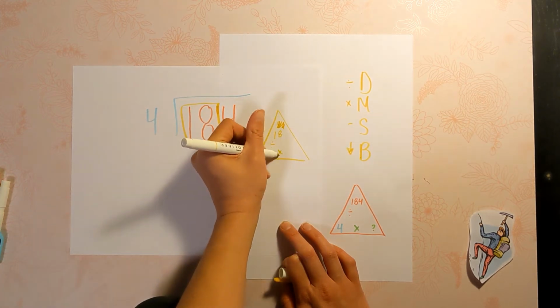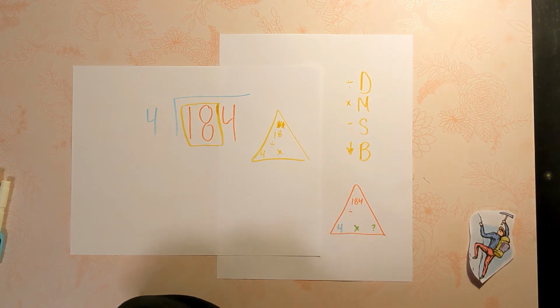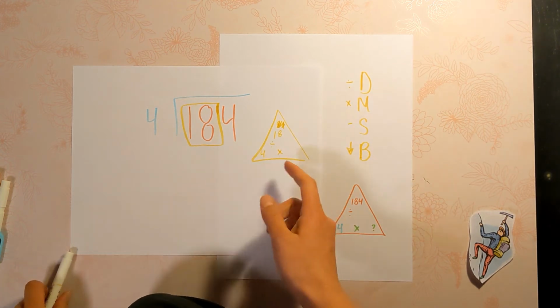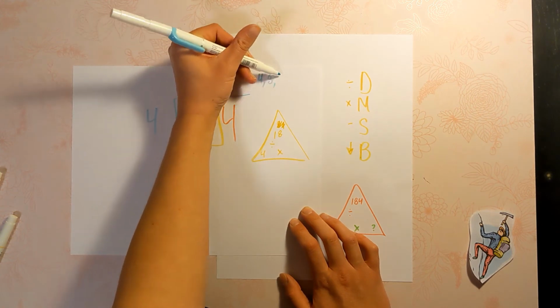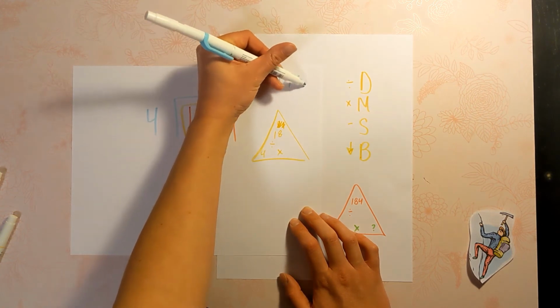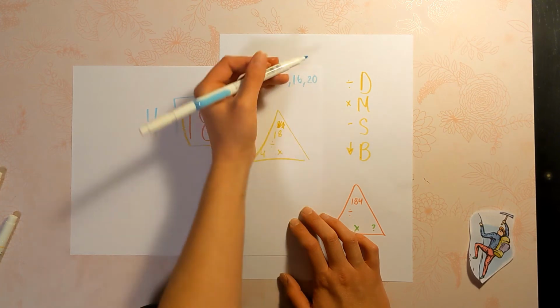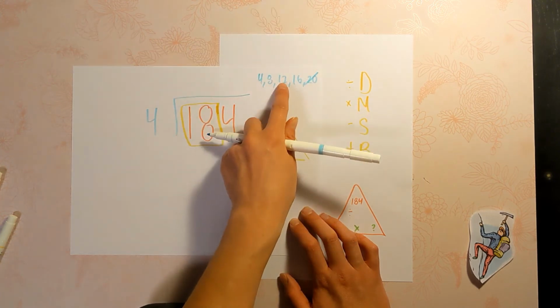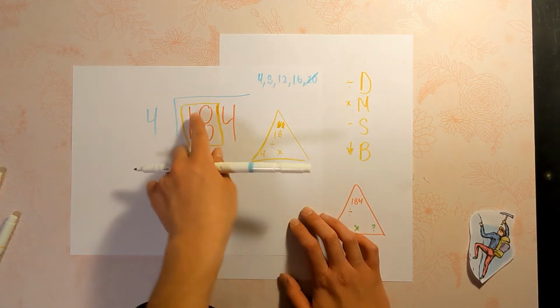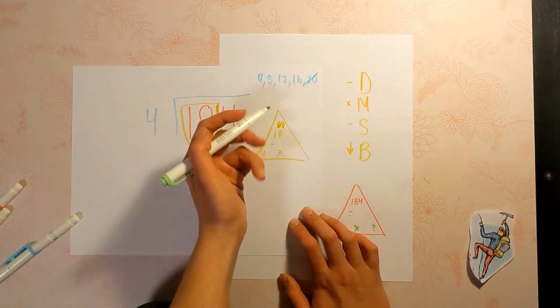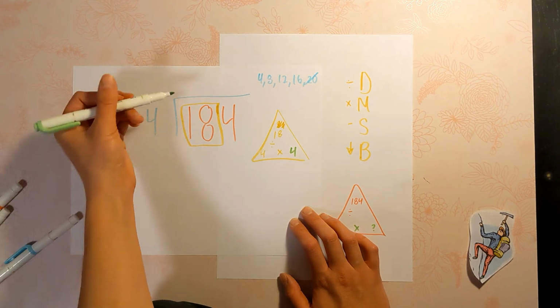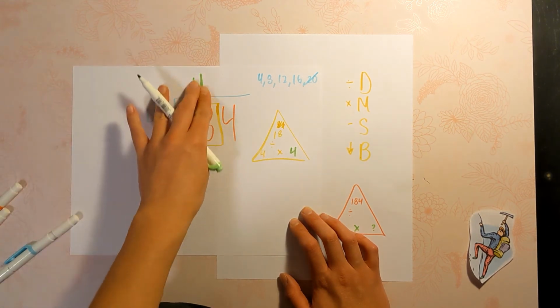In other words, 4 times what equals 18? Well, you can't do 4 times something equals 18, but you can get close. Skip count your 4s. How close can you get to 18 without going over? So see that 20? We went over. 1, 2, 3, 4. 4 times 4 is 16. That's as close as we can get. So 18 divided by 4 is 4 with a remainder. Put that up here on top of the 18.